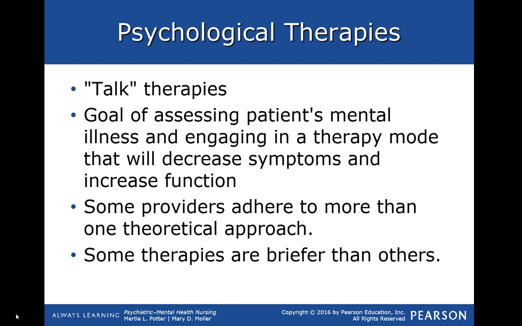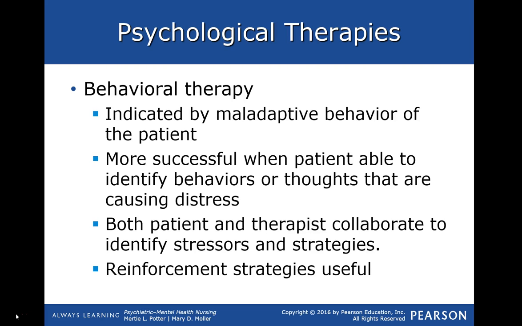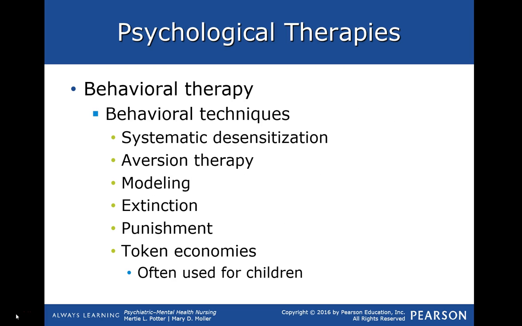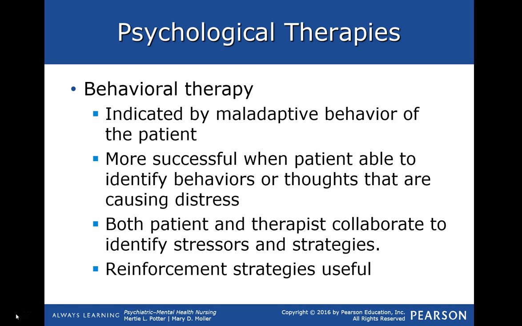There are psychosocial theorists, humanistic theorists, interpersonal theorists, behavioral and cognitive theorists. So you need to go back and review those to make sure that you understand the different types of theories that are out there that our care is based on. The first one we want to talk about is behavioral theorists. Behavioral theory is on page 79 in your book. It's indicated when there's a maladaptive behavior of the patient. And remember, we talked about that adaptive, maladaptive behavior the other day, last Wednesday, I believe.